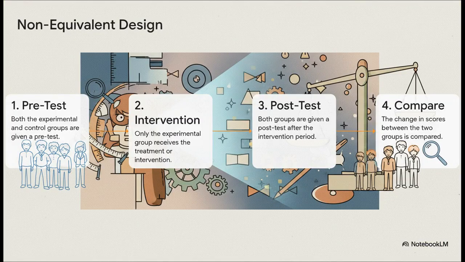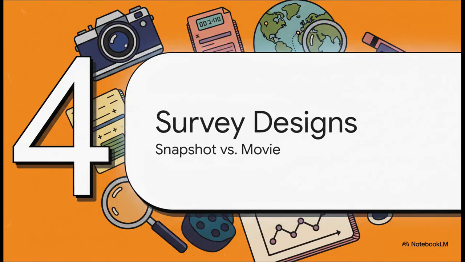This one's called the non-equivalent control group design, and it is super practical. So you take two existing groups, let's say two different high school math classes. You give both a pretest. Then, one class gets a new teaching method. That's your intervention, while the other class just carries on as usual. After a while, you give both a post-test. By comparing how much the scores changed between the two groups, you can get a really good idea of the intervention's effect.